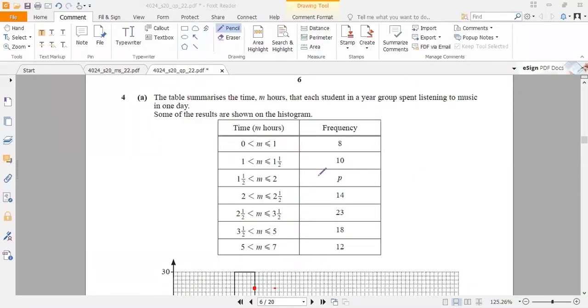Okay, now let's start question number 4. The table summarizes the time that each student in a year group spent listening to music in one day. These are the frequencies and these are the time ranges: 0 to 1, 1 to 1.5 hours, 1.5 to 2 hours. These are several ranges and frequencies.